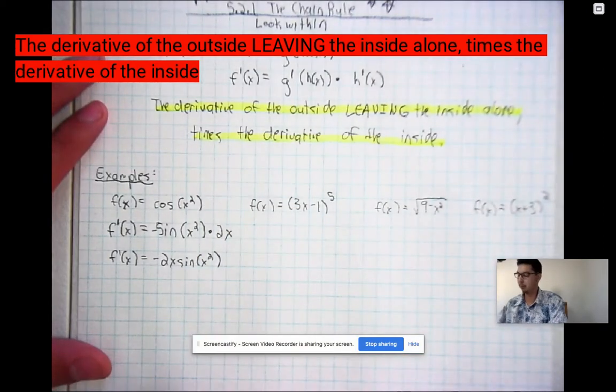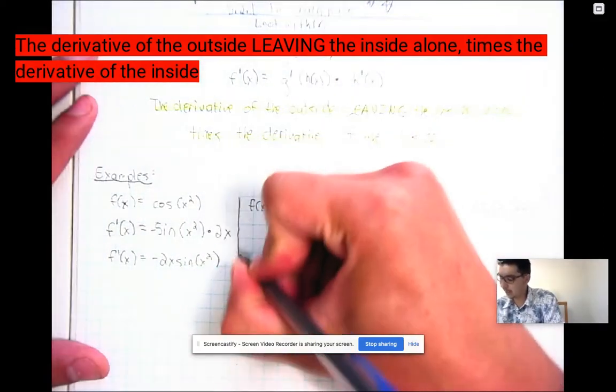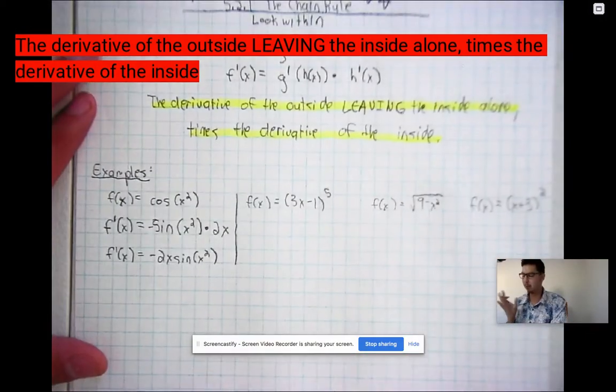Awesome. All right, let's look at the next one. So now we have (3x minus 1) to the 5th. You might be saying, well, where's the inside?